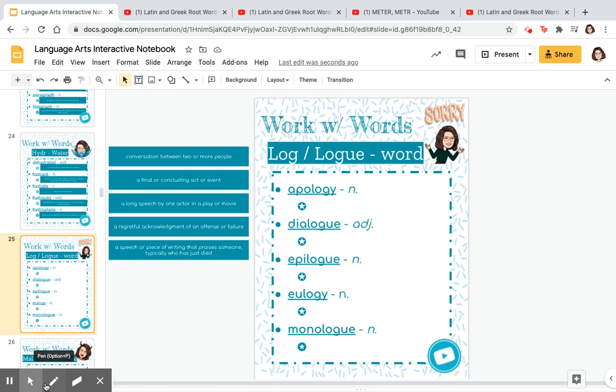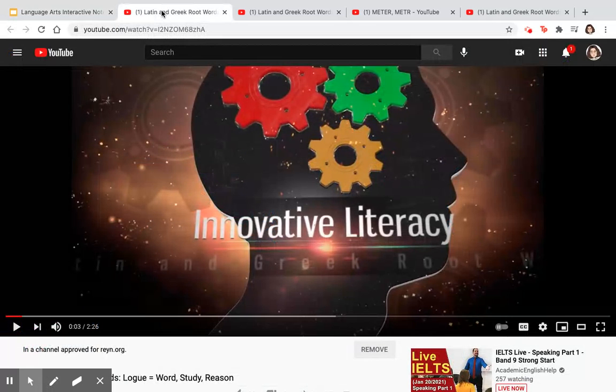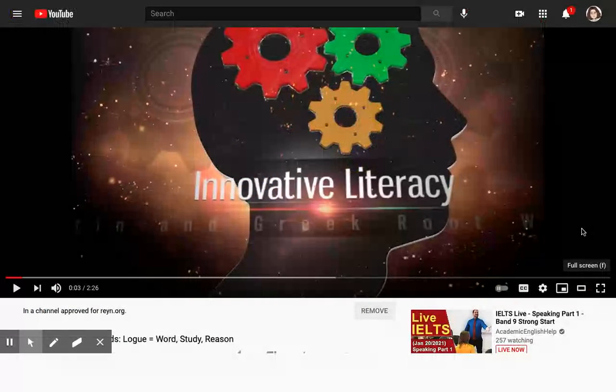Okie doke, we are going to go into our language arts notebook and go to slide 25. Now I noticed a little bit late that there are some mistakes in your notebook, so bear with me and I will let you know where they are. Going on to page 25, we are talking about the root word log or logue, which means word. So, clicking the link in the side, I have already pulled it up. Let's watch along.